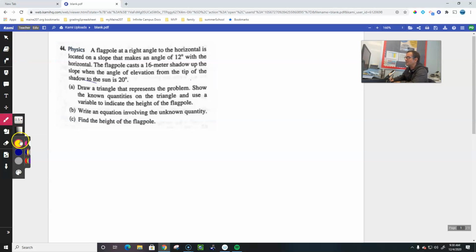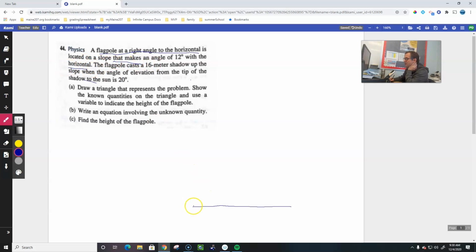When you have something like this, I always read it a couple times, and then I go through and underline stuff. So I've read it once. I know we have a flagpole on some sort of hill. The flagpole's at a right angle to the horizontal. So it looks like I'm going to need some sort of horizontal. It's on a hill that makes a 12-degree slope with the horizontal.